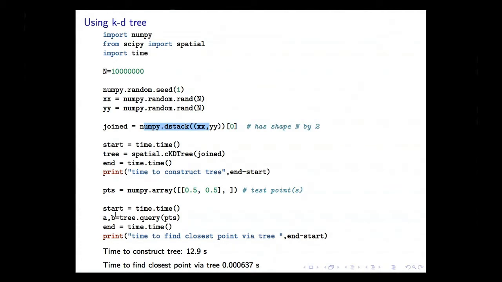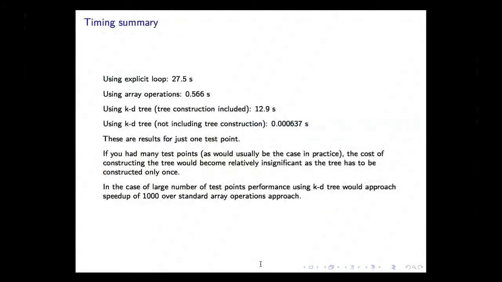So now I time the query, and I can see that this is blazingly fast. So yes, it takes time to construct the tree, but once the tree is constructed, it's blazingly fast to find that point. So let's look at the timings now to make very clear what's happening. If I use an explicit loop, it takes 27.5 seconds. If I use NumPy array operations, it takes 0.566 seconds. So it's about a factor 50 speedup. So even doing this is clearly very important. You really want this factor of 50 speedup.